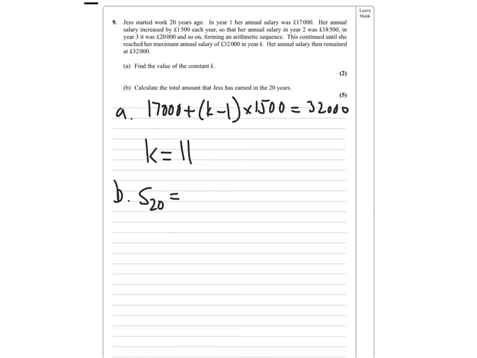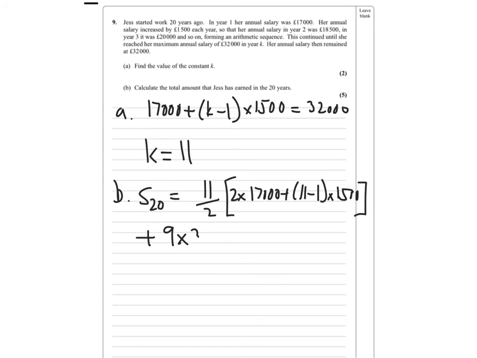For S20, the first 11 years her pay's going up, so we need to use the formula from our formula book. Alright, and we get 17,000 there plus 11 minus 1 times 1,500. But then I've got to add on the other 9 years when she earns 32,000. Right, put that in your calculator and you should be fine. There you go.